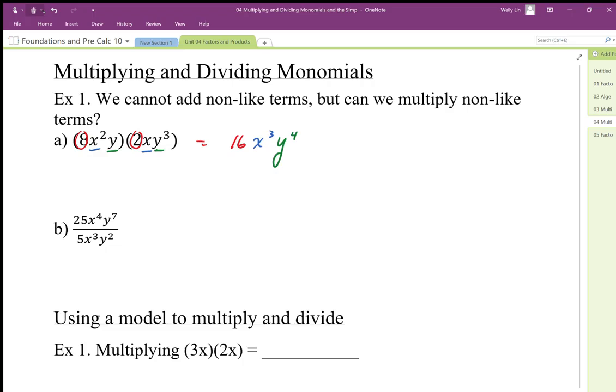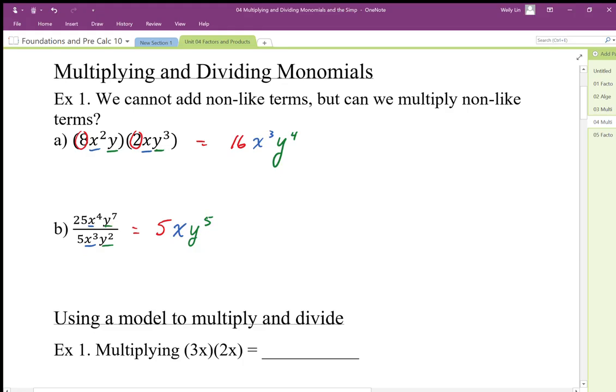So we can do the same thing here. We can multiply the numbers, divide the numbers with numbers. So 25 divided by 5. We can do the x's together, x's with x's. So we have x 4 times in multiplication and x divided by x 3 times. So we have an extra x as a multiply. And we have the y's. We have 7 y's as multiply, 2 y's as divide. That means we have an extra 5 y's in multiplication.